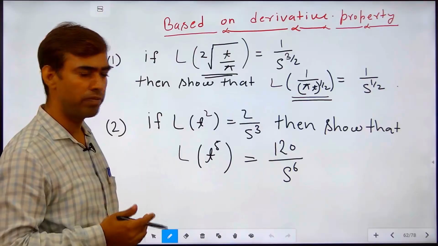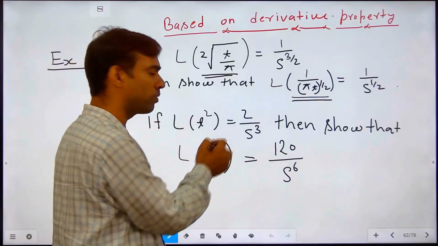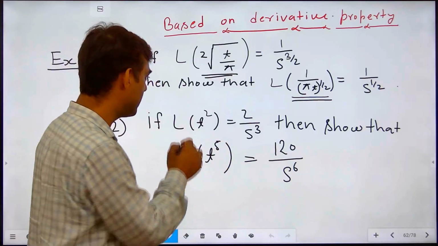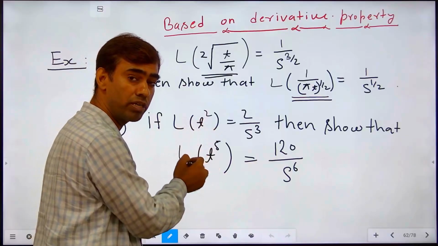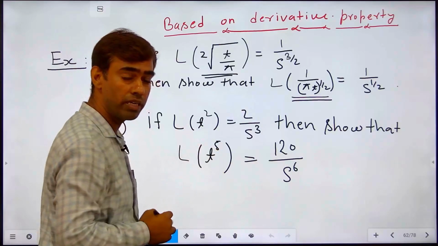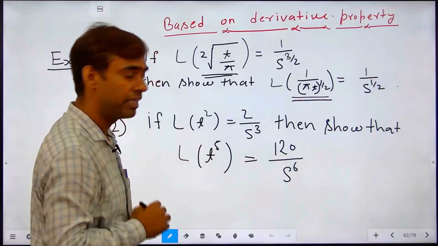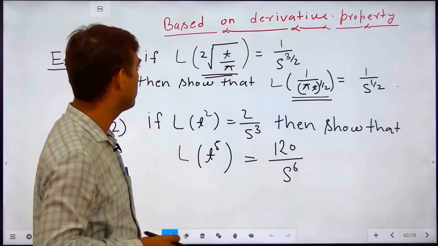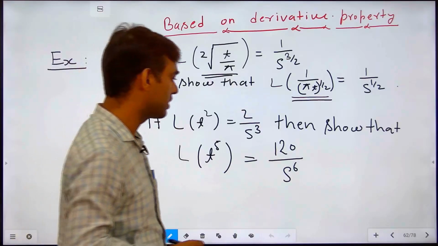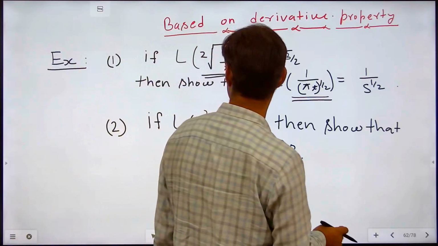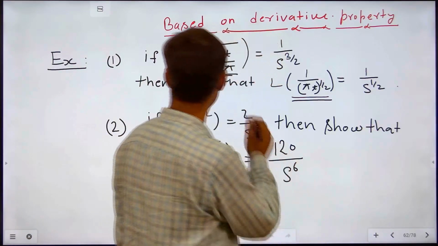Directly we are also able to find the Laplace transform for t to power 5, but here, with the help of the Laplace transform for t square, we try to find the Laplace transform for t to power 5 using the derivative property. So one by one we solve these two problems using the derivative property of a Laplace transform. So first we solve the first problem.